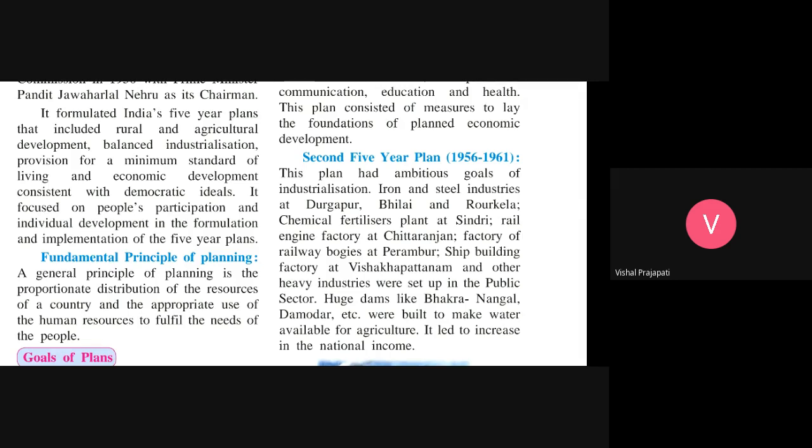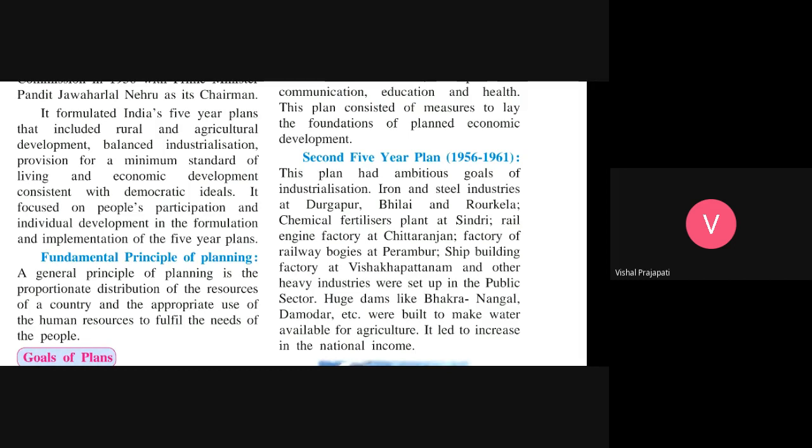So the government was spending its money, its income, its revenue on industrialization, to set up a chemical fertilizer company and others in different fields. Here is a list of everything. So you just have to go through it.